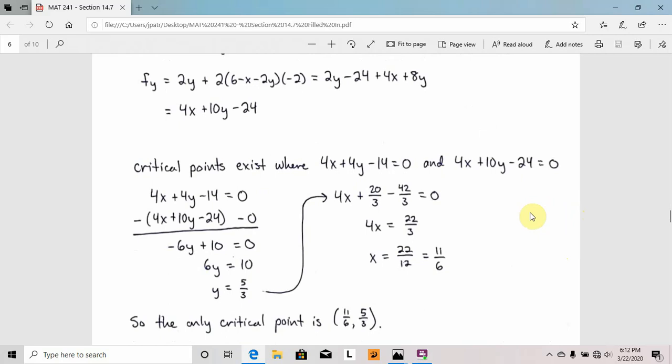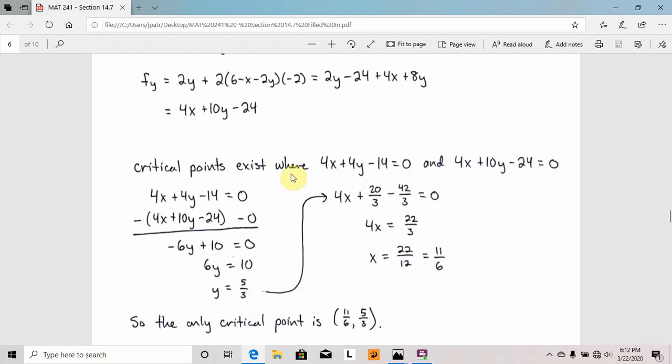So, I mean, I guess you can solve it any way that you can see fit. You could set 4x plus 4y minus 14 equal to 4x plus 10y minus 24 if you wanted, since they're both equal to 0. That would be a logical move. What I did was I just took the first one and subtracted both sides of the second one, because that way that would get rid of the x terms, so then I could solve for y. And doing it that way, I got that y was 5/3.